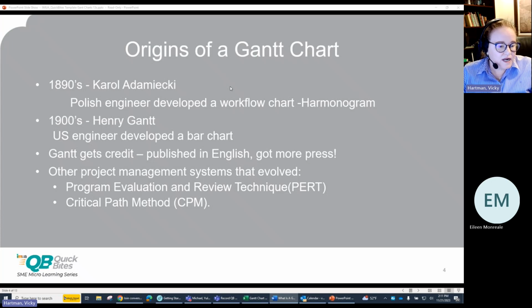So if Adamecki created the Gantt chart first, why doesn't he get credit? Well, Adamecki didn't publish his ideas until the 1930s, and it was in Polish and Russian, so exposure was limited. Gantt published his in English in 1910, and it was seen by a wider audience. Other project management systems have evolved from this, one being the program evaluation and review technique known as PERT, or critical path method, CPM.